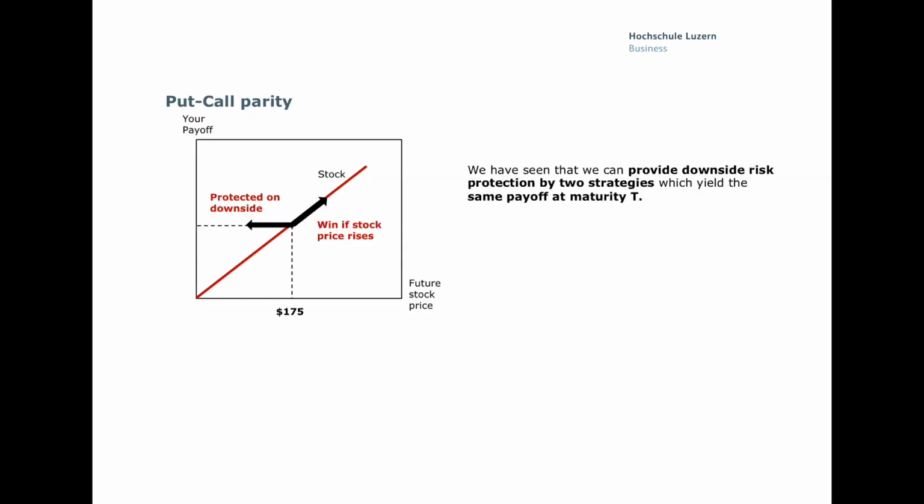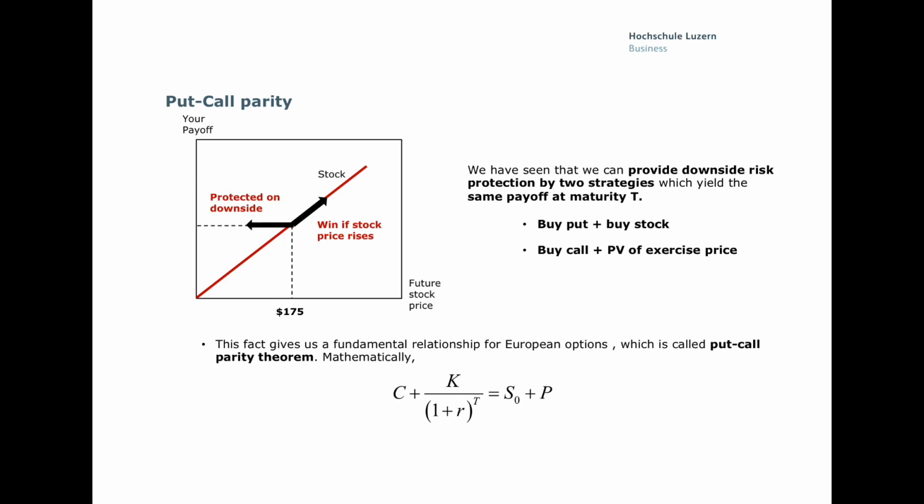So far, we have learned that downside protection can be achieved by two strategies which yield the same payoff at maturity T. This can be done by being long in a put option and a stock, or by being long in a call option and placing the present value of the exercise price on a bank deposit. Since the two investment strategies give identical results, we just set them equal and arrive at the fundamental relationship for European options, which is called put-call parity theorem.